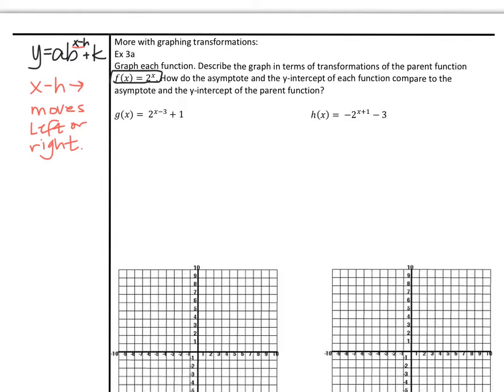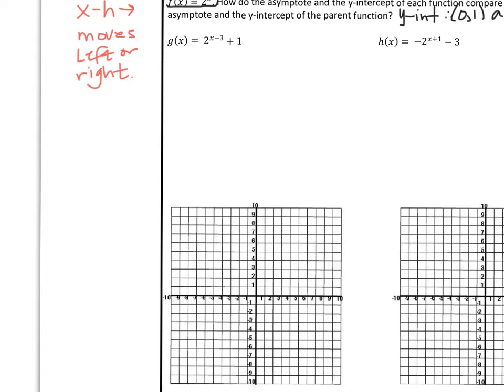Well, the parent function is going to model what we did in day one. We know that the y-intercept was 0, 1, and the asymptote is the x-axis, or y equals 0. Let's see how g of x and h of x compare. We'll start with g of x.